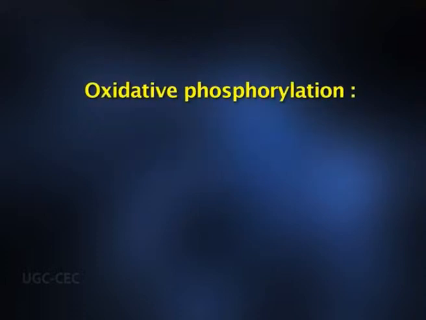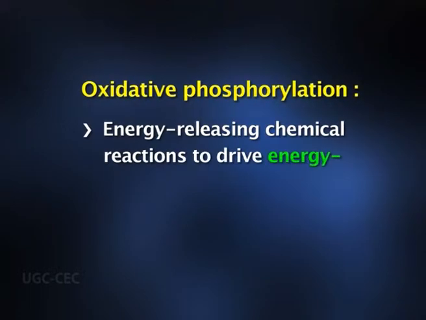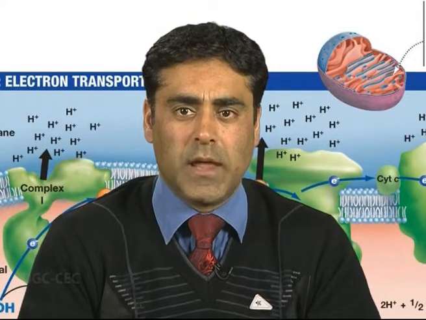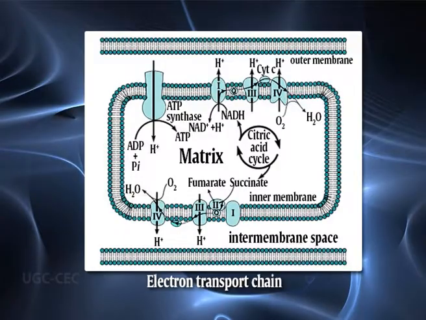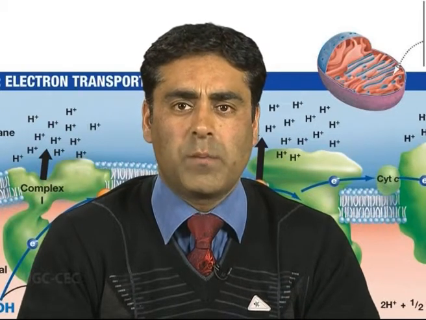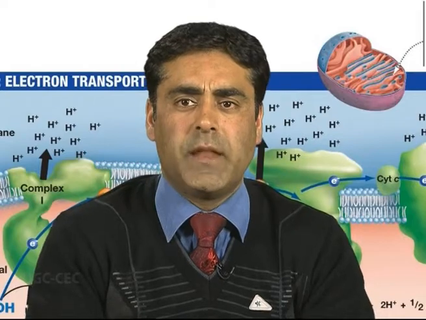Oxidative phosphorylation works by using energy-releasing chemical reactions to drive energy-requiring reactions. The two sets of reactions are said to be coupled. This means one cannot occur without the other. The flow of electrons through the electron transport chain from electron donors such as NADH to electron acceptors such as oxygen is an exergonic process. It releases energy, whereas the synthesis of ATP is an endergonic process which requires an input of energy.